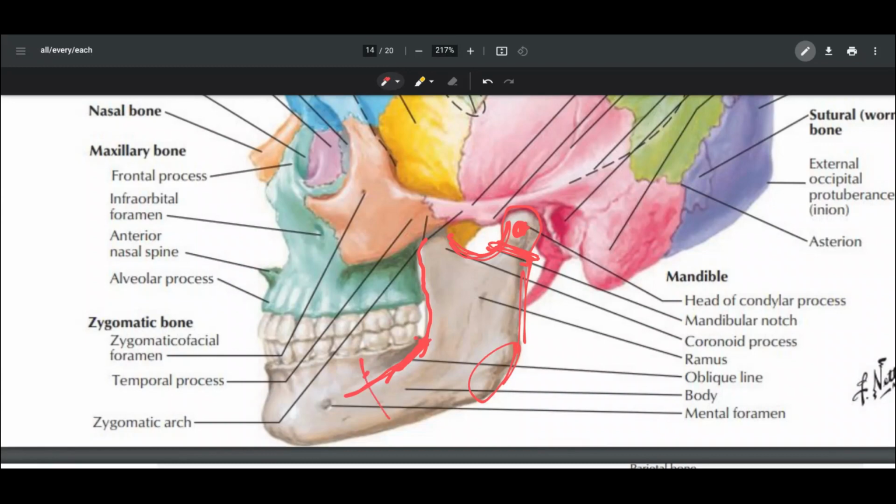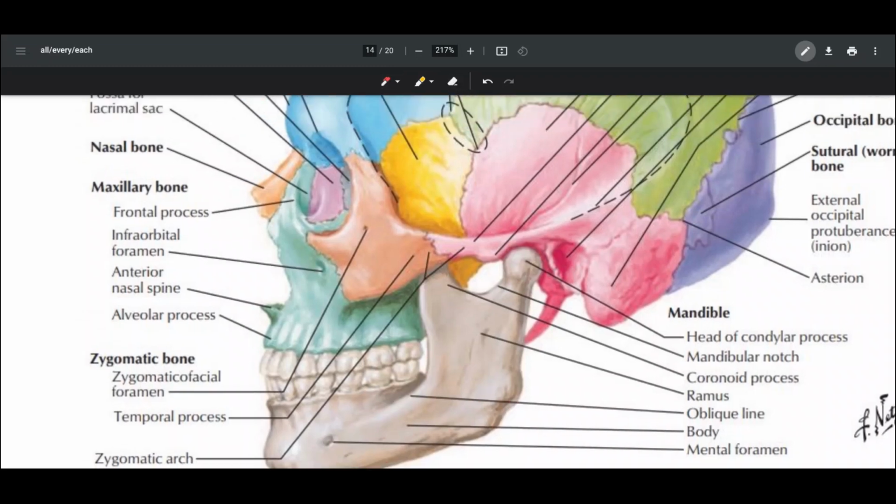And then this is the body. This portion is body. This is angle. This is body. So this is the mental foramen. The mental foramen is one through which the mental nerves and vessels come, and it is between the premolars. You'll know about this. Yeah, the easiest one is done. Let's now move ahead to the maxillary bone.